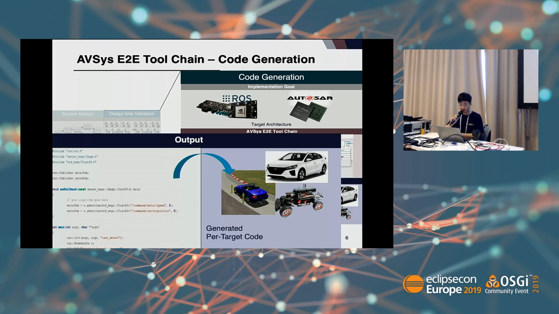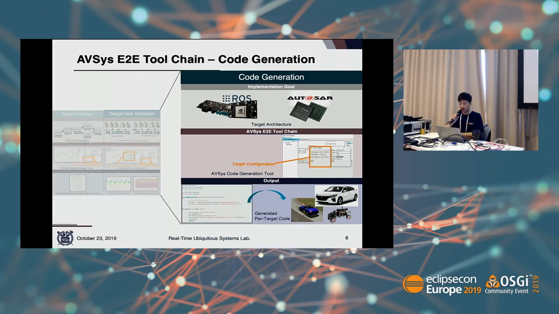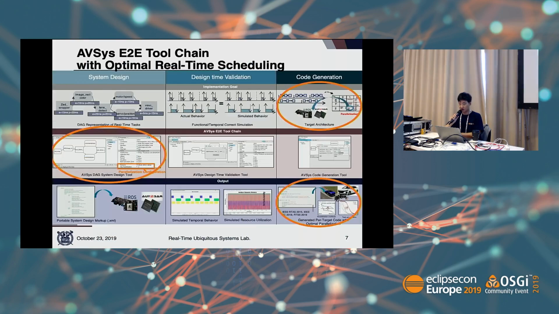As you can see, usually the ROS output is a package of the ROS system. And you can run this code on a simulation car, a commercial car, or RC cars and so on. So these stages are for the end-to-end tool chain and design time validation. And some more, you can do the optimal real-time scheduling. It is the same as the end-to-end tool chain, but with a focus on optimal real-time scheduling.